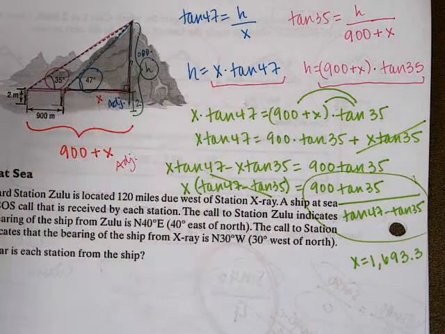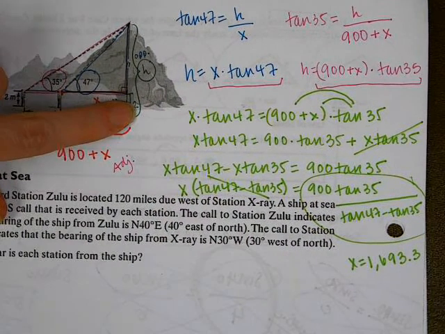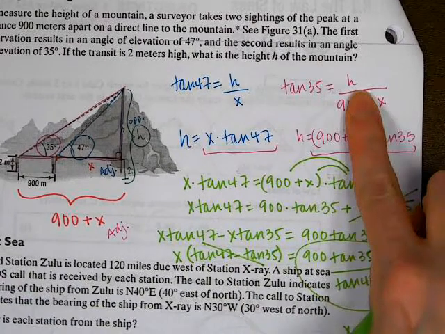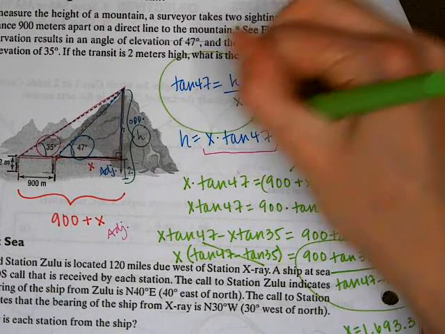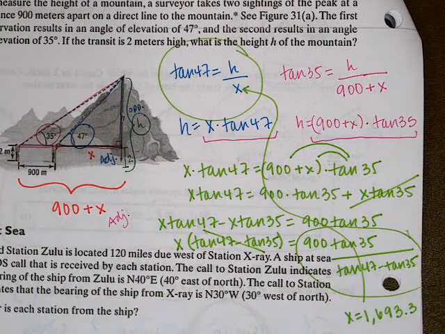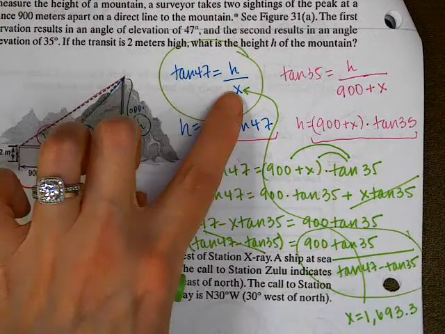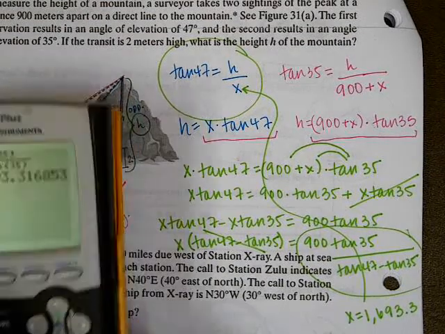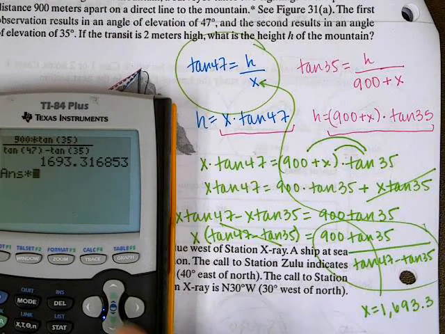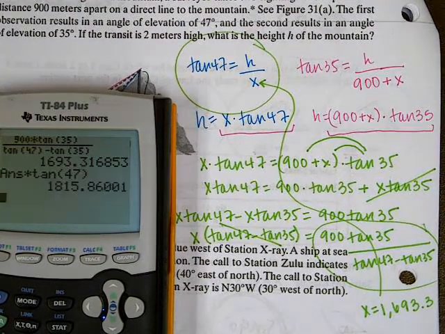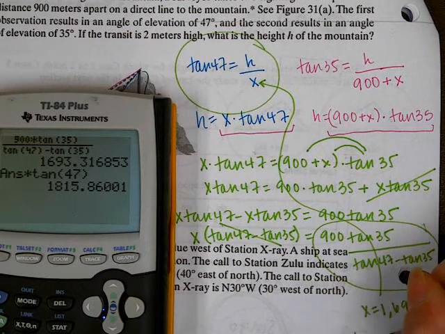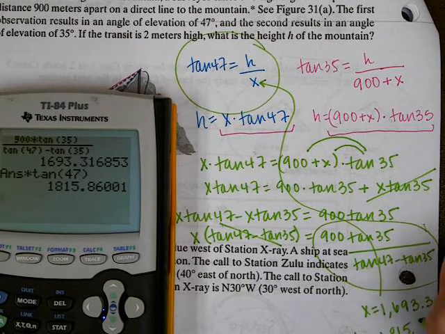Okay, but that's just x. We need to find the height of the mountain. So let's go ahead and plug this in to either one of these. I would say this one maybe looks easier. So if we plug x in, let's cross multiply to get the height. Okay, so the height's going to be this 1,693.3 times tan 47. Okay, so now, wherever we have room here, h is going to be 1,815.86.